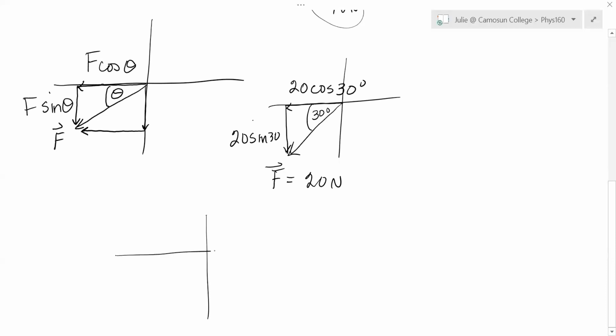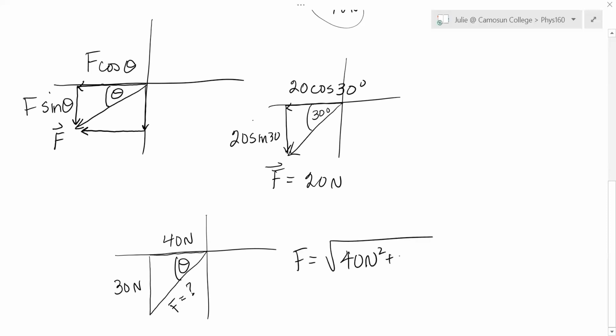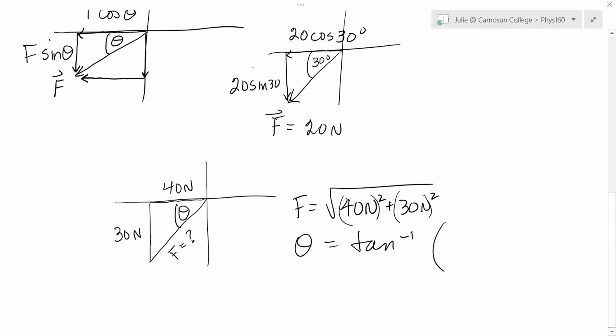So we still know how to do that, because it's all the same trig. Remember the A, B, C. You've got Pythagoras. So say we don't know what the force is, but we do know the sides. So say this one is 40 newtons and this one is 30 newtons. And we don't know the angle. Well, we use the Pythagorean theorem to get the hypotenuse, 40 squared plus 30 squared, all under a square root. That would give us the hypotenuse. And then to get the angle, we use the inverse tangent, because remember, tangent is opposite over adjacent. Opposite is 30, opposite the angle, and adjacent is 40.